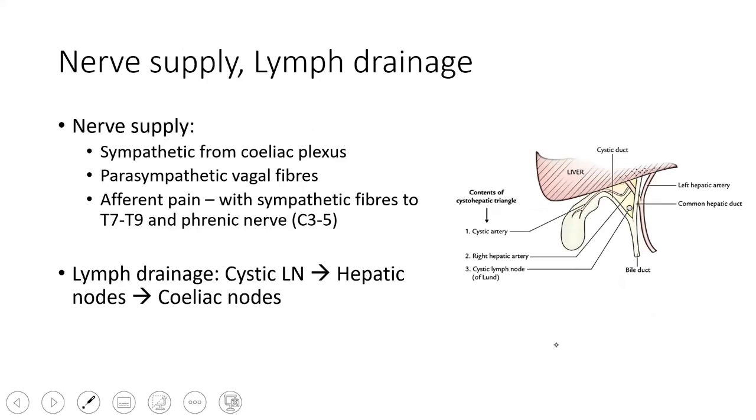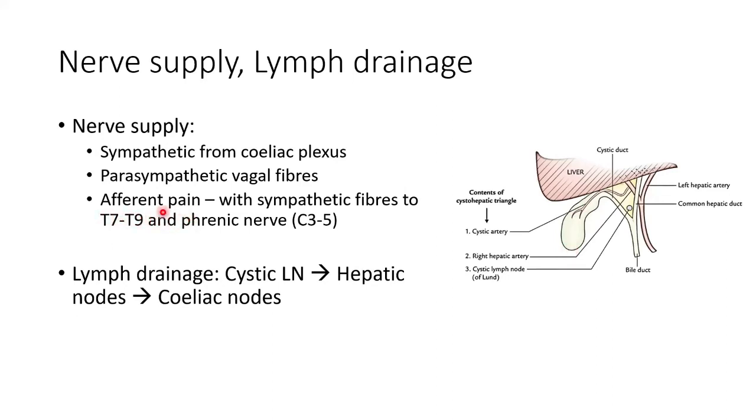So when you come to the nerve supply, you have sympathetic supply from the celiac plexus and parasympathetic supply from the vagal fibers. So these to some extent control the gallbladder contraction and control of the blood supply to the gallbladder. They are not that much important because gallbladder contraction is mostly controlled by the hormones, right, like cholecystokinin.